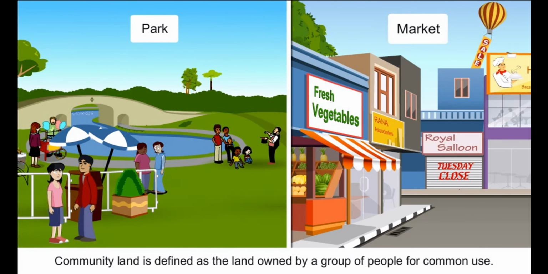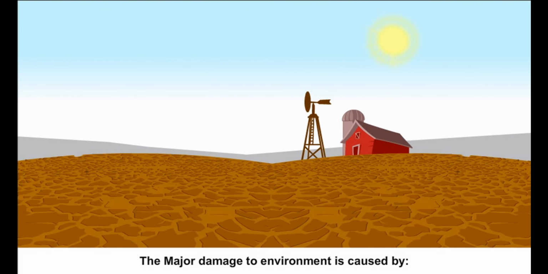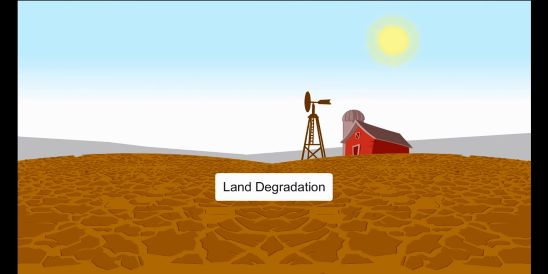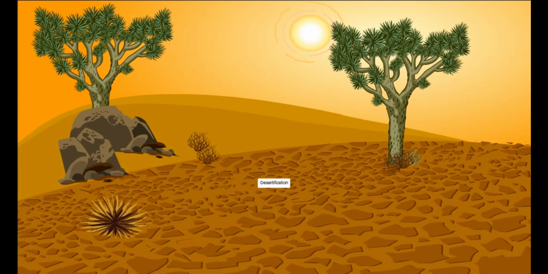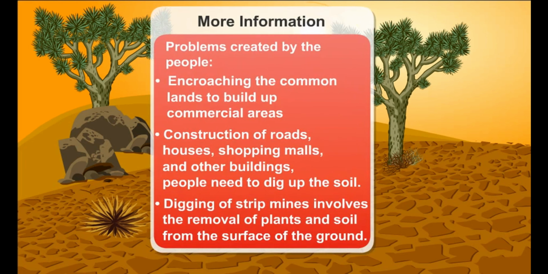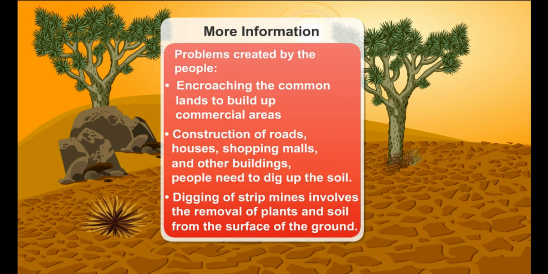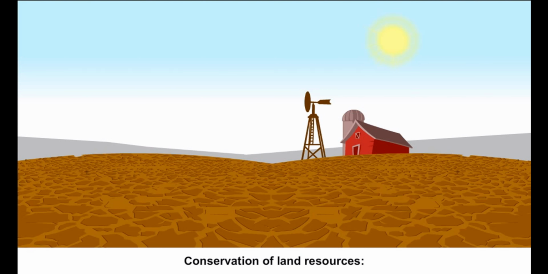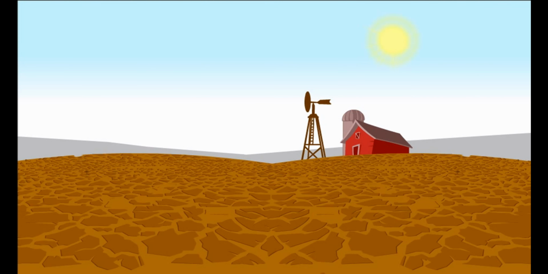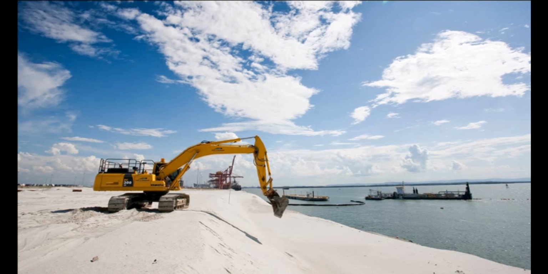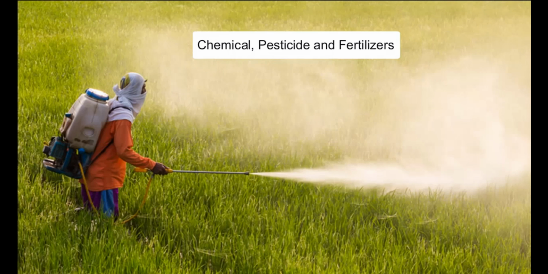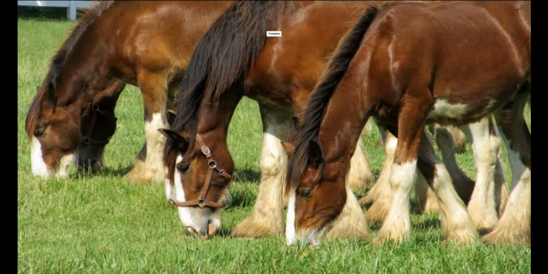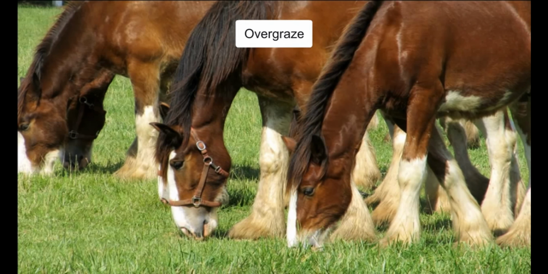Community land is defined as the land owned by a group of people for common use. Example, parks, markets. The major damage to environment is caused by land degradation, landslides, soil erosion, desertification. Conservation of land resources: keeping a check on present rate of degradation of land, afforestation, land reclamation, regulated use of chemical, pesticide and fertilizers, checks on overgrazing of land by animals.